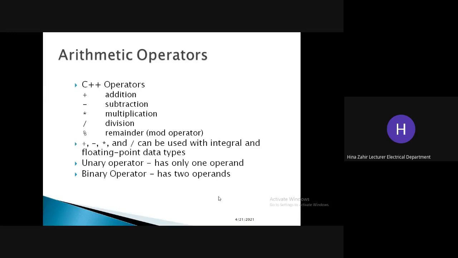Similarly, we have two types of operators: unary operators and binary operators. All these operators are actually binary operators. Why? Because they require two values. For addition, you add two values. For subtraction, you need two values. For multiplication, two. For division, two. For remainder, two. But there are some operators that only need one value. They are called unary operators. We will look at unary operators at the end of this lab.